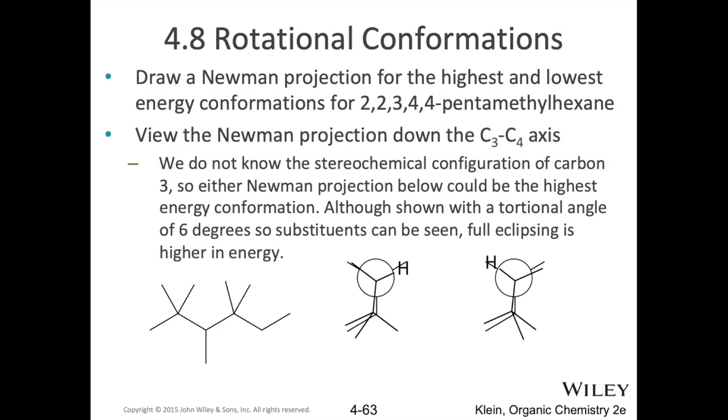Here's what that eclipsed conformation looks like, and you can see it's a little messy, but the bottom line is you can see how that tert-butyl group and ethyl group are overlapping, a methyl group and a hydrogen are overlapping, and 2 methyl groups are overlapping there. So whichever way you drew it, that's kind of how it's the highest energy conformation.